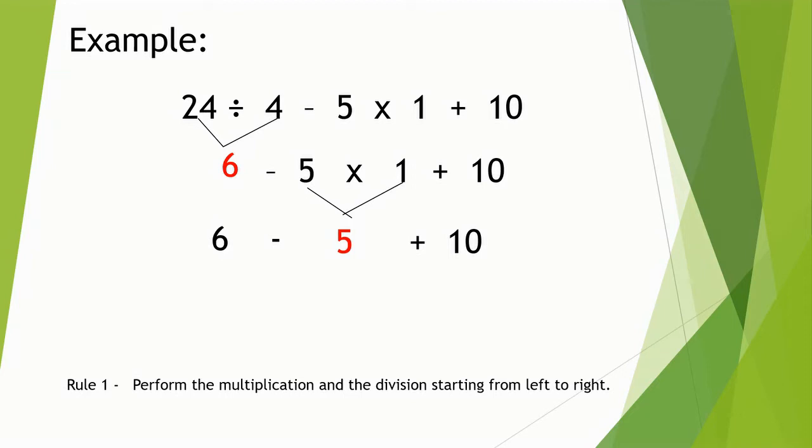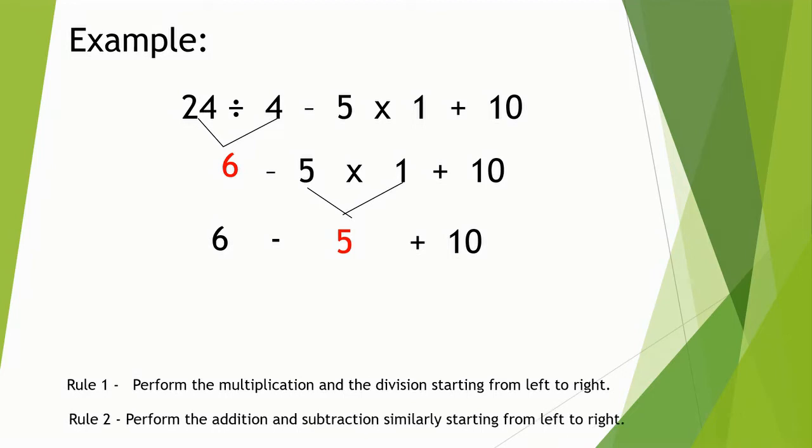So, gawin na natin si rule number 2. So, perform the addition and subtraction similarly starting from left to right. So, kahit ano nang mauna dyan, kung si addition or si subtraction, yun ang una nating gagawin basta magsimula tayo sa ating kaliwa. So, 6 minus 5 is equals to 1. And then bring down plus 10. And your final answer will be 11. O, diba? Napakadali, kids? Okay, very good.